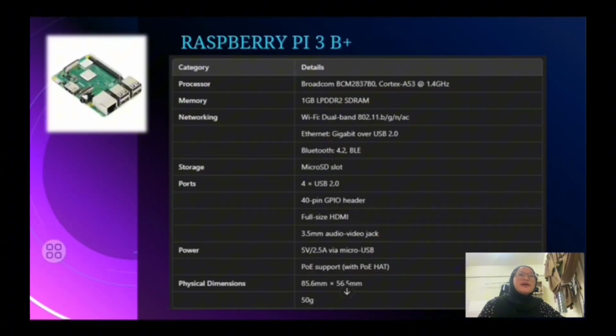This is the Raspberry Pi 3B Plus specification. It uses the Broadcom BCM2837B0 processor. It uses 1GB LPDDR2 SDRAM for the memory. For the networking, it has Wi-Fi, Ethernet, and Bluetooth.